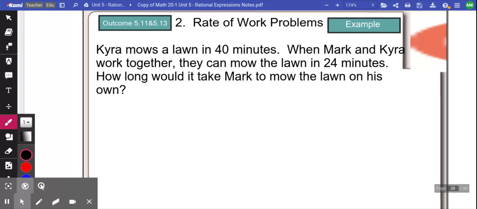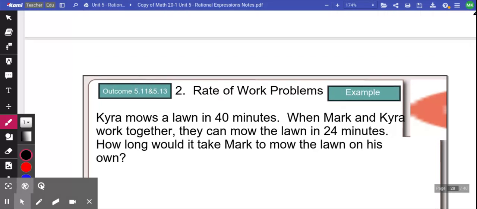Anyways, these work problems can be pretty much anything as long as there's a job being completed. It could be shoveling driveways, painting houses. It could be robbing people. As long as there's a job happening, you're doing a rate of work problem. So this one is Kyra mowing the lawn with Mark. It says Kyra mows the lawn in 40 minutes. When Mark and Kyra work together, they can mow the lawn in 24 minutes. How long would it take Mark to mow the lawn on his own?